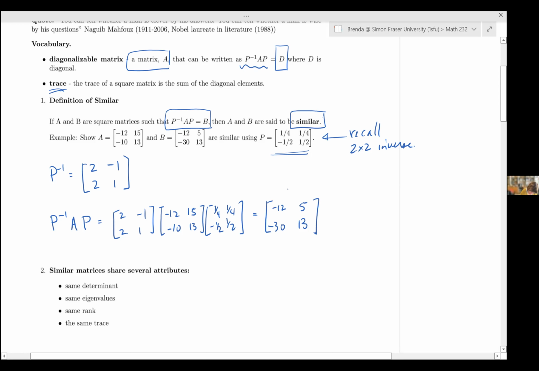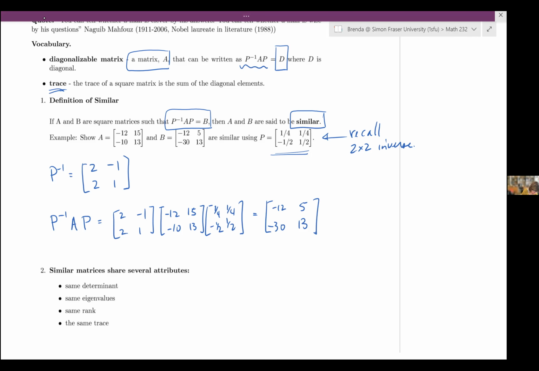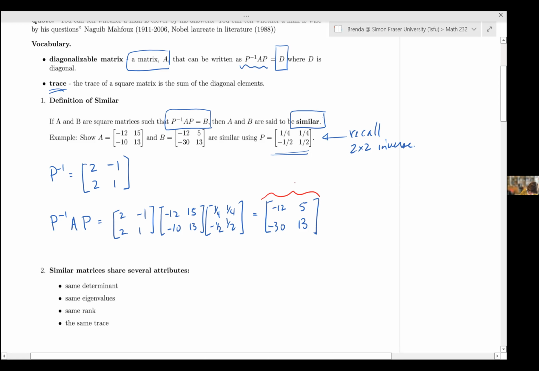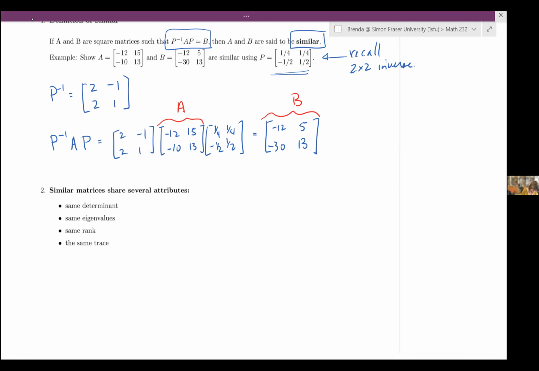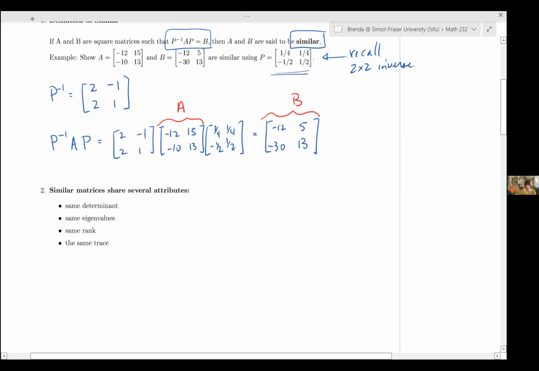So there we have this matrix here is B. The result is B. This guy right here is B, and this guy right here is A. And so we have found a matrix P such that if we go P inverse times A times P, we get a matrix B. And then I'm going to say that A and B are similar. So let's take a look at some of the attributes that A and B share. Now that we've established, because we could find P, that A and B are similar, let's say some things about A and B.